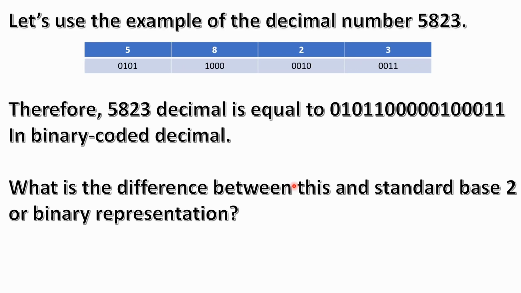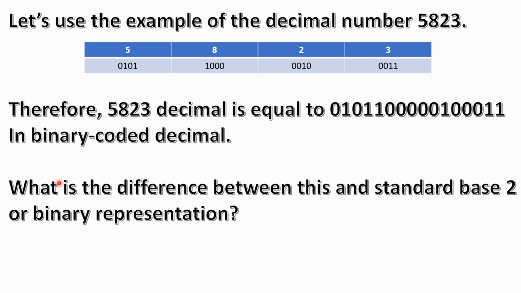It is useful. Here's an example. You take the number 5,823, which is a decimal number. You could take each one of those decimal digits and encode them into 4-bit binary. So 5 would encode to 0101. 8 encodes to 1000. 2 would encode to 0010. 3 would encode to 0011. So therefore, your 5,823 decimal is equivalent to this number in binary coded decimal.